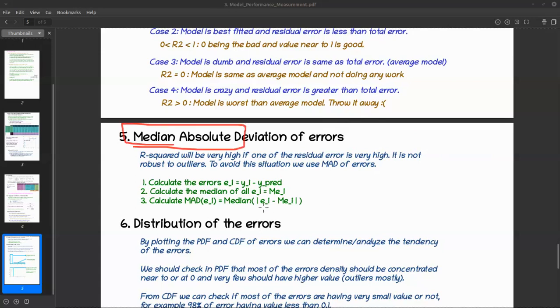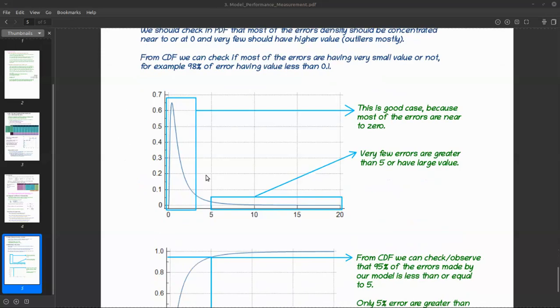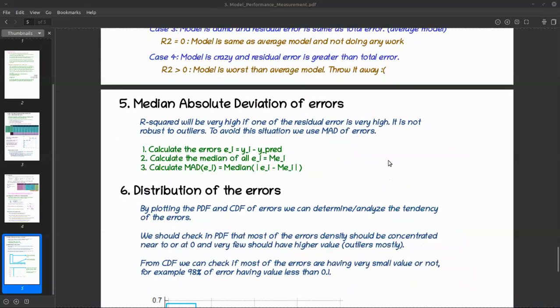Median absolute deviation. Calculate the deviation, error minus median, and whatever values you get, all the 100 deviations, just take the median of those deviations. So it's called the median absolute deviation of error, right? That way you know how much median error your model is making. We cannot say average, but the median error. And if you calculate MAD, then you know how your error is deviating from the mean. So what is the range, basically? This distribution of error is very important.